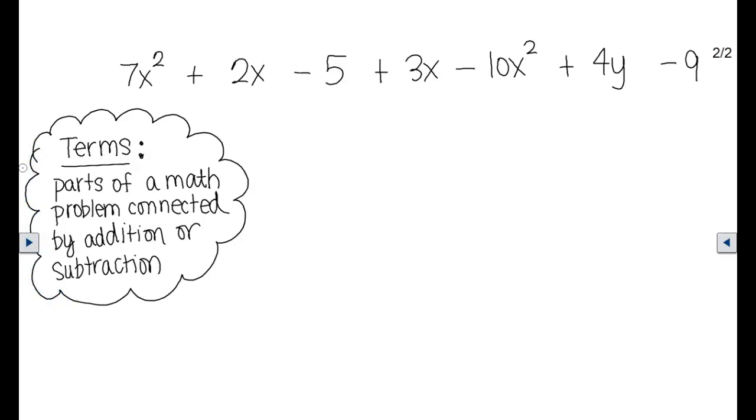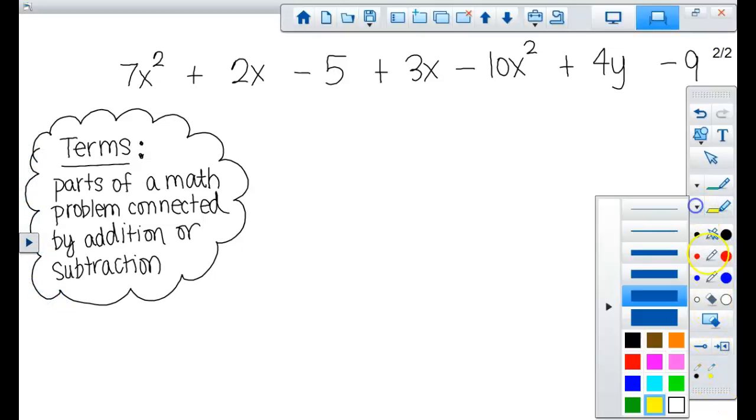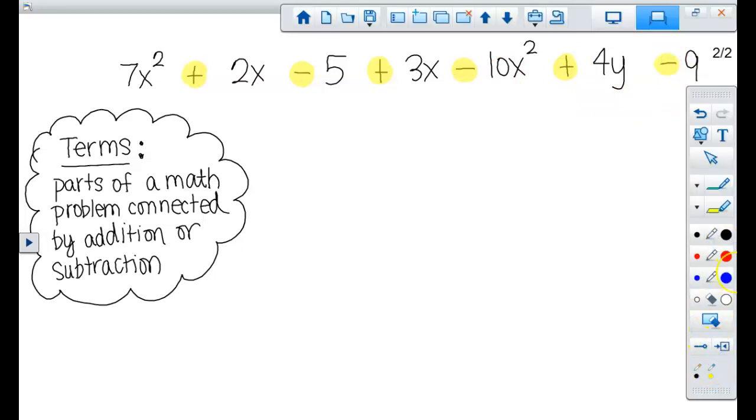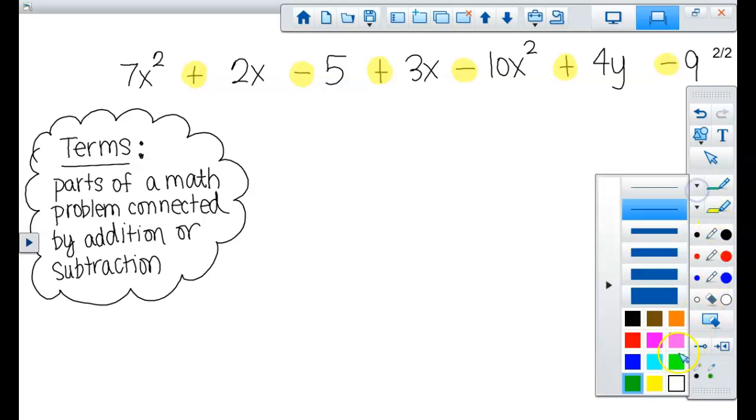So on the board right now, we have a pretty lengthy math problem. Okay, if I wanted to know how many terms this math problem has, then what I would do is go through the problem and look for addition or subtraction signs because those are connecting my terms. So I'm going to highlight these. I see a plus sign here. I see subtraction here. I see adding here. Subtracting here, adding here, subtracting here. All right, so I've marked all my adding and subtracting signs in my problem.